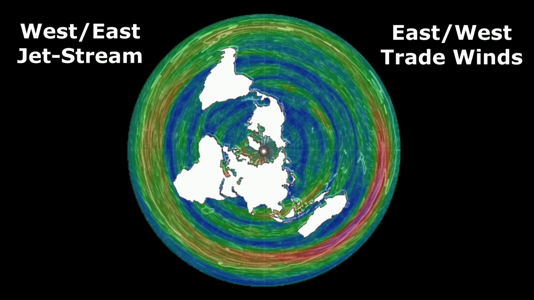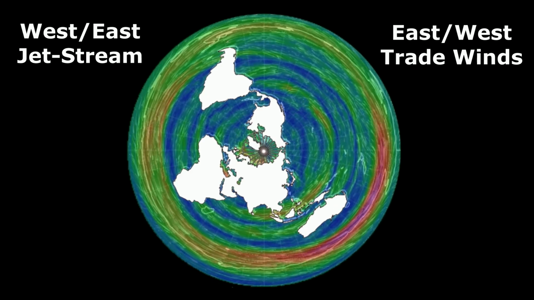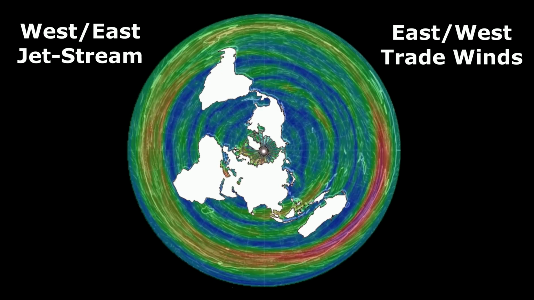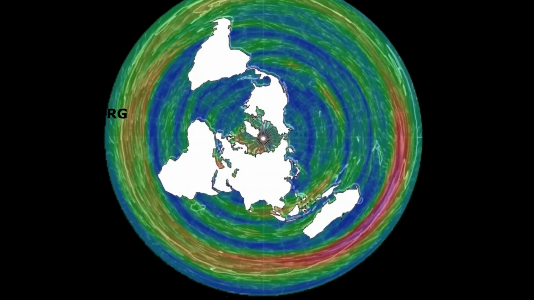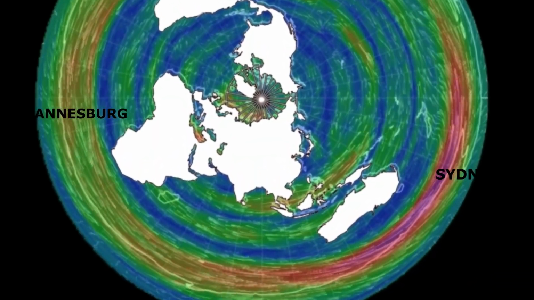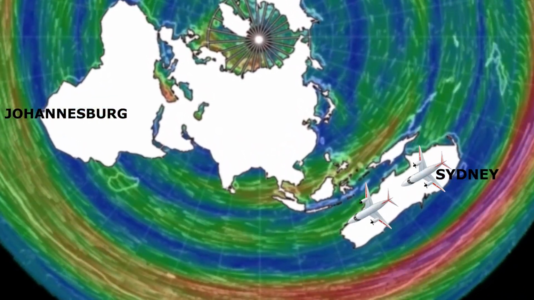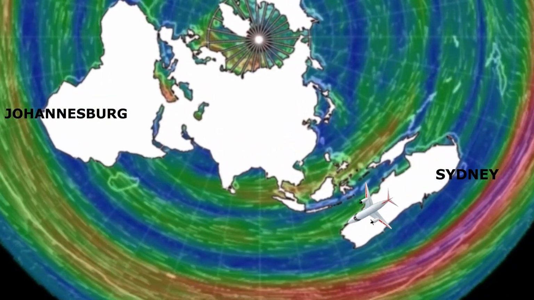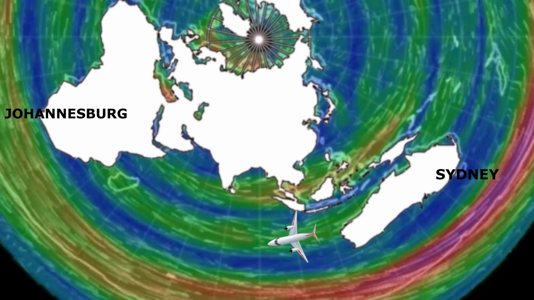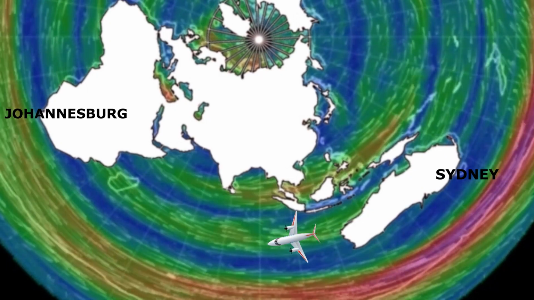So we have the jet streams from west to east and the trade winds from east to west. They go right above Australia, actually. And this is exactly how it goes. Let's look closely. The airplane left Sydney, flies along the trade winds towards Johannesburg, nowhere near Antarctica.